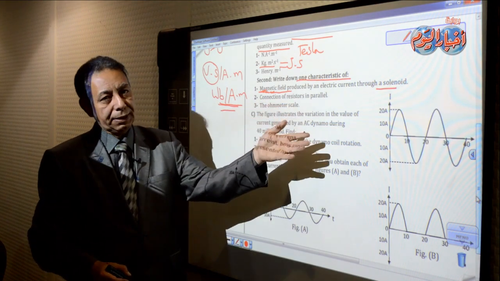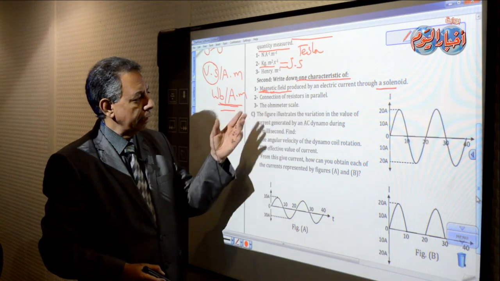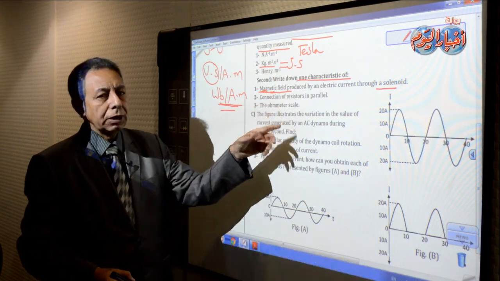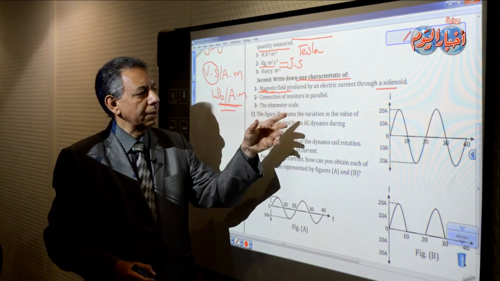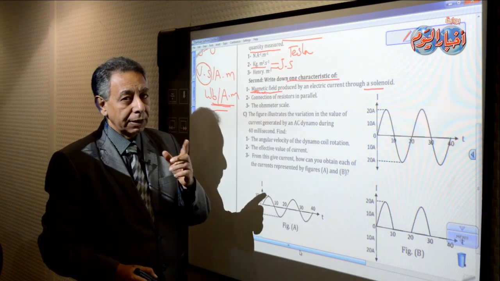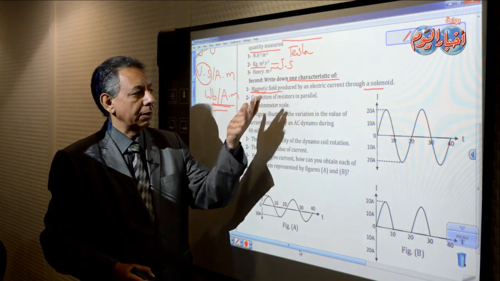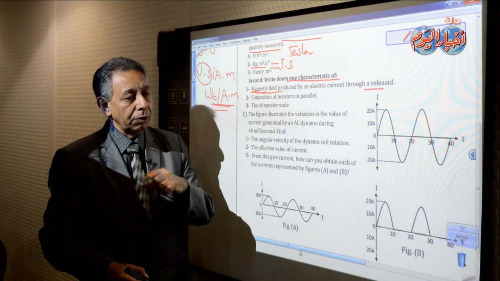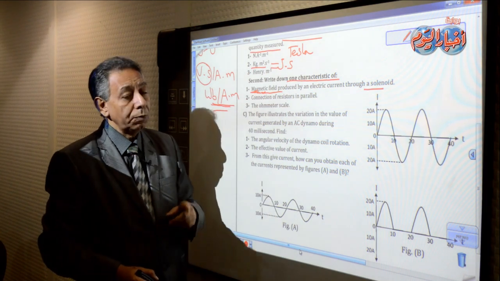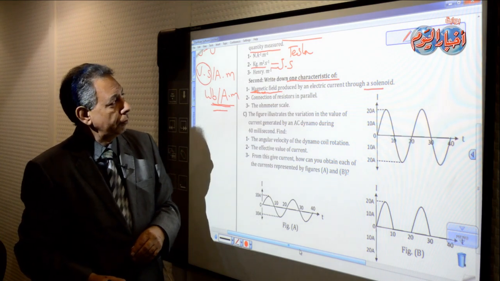Connection of resistors in parallel. You have many characteristics in that point, but the most important one: the total or equivalent resistance for some resistors in parallel is less than any of the resistances in the group. The ohmmeter scale, what is a characteristic for the ohmmeter scale? Yes, one of the most important characteristics here: the ohmmeter scale is non-uniform, or not linear. That is the last part in question 4.